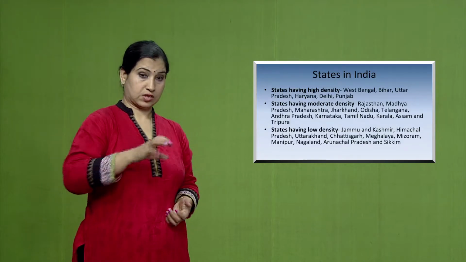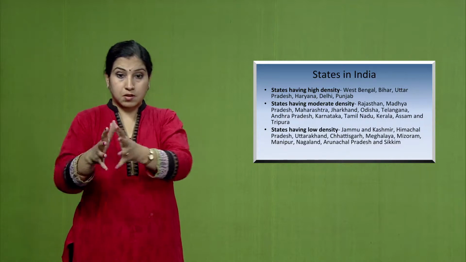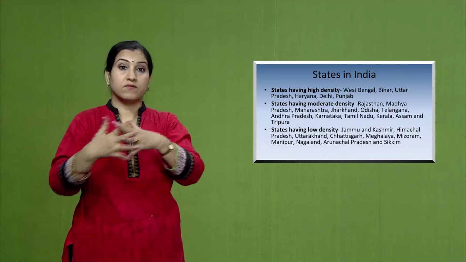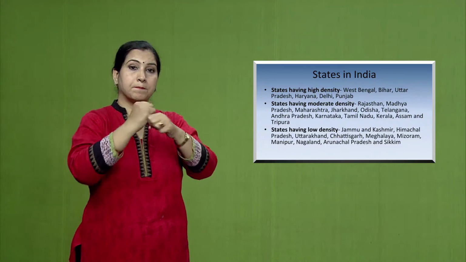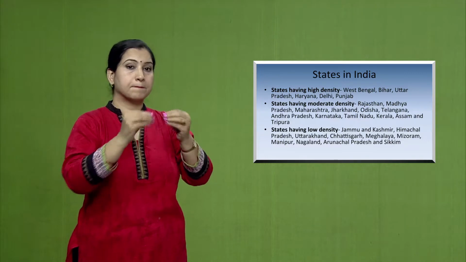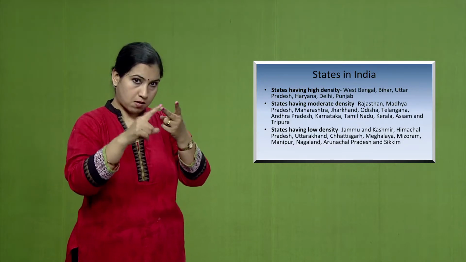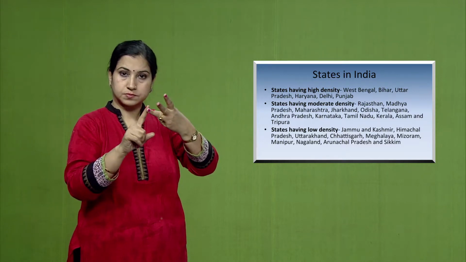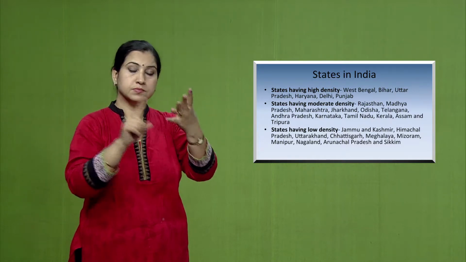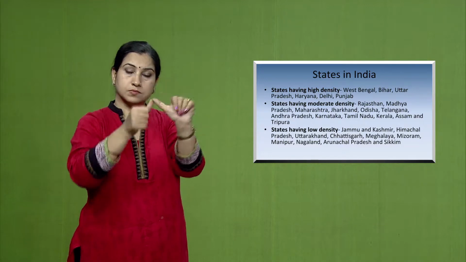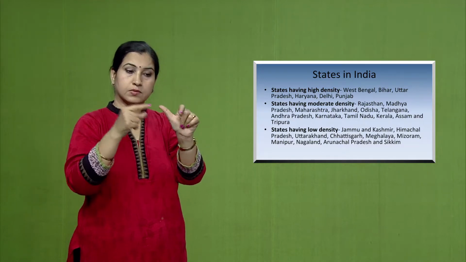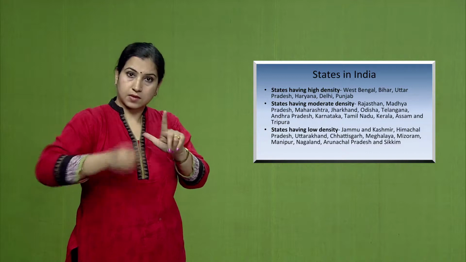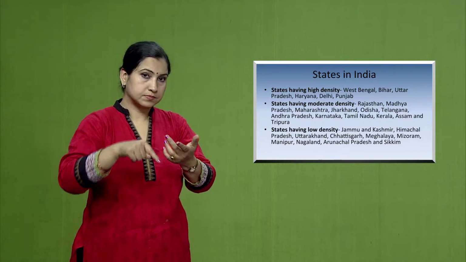States having high density are West Bengal, Bihar, Uttar Pradesh, Haryana, Delhi, and Punjab.